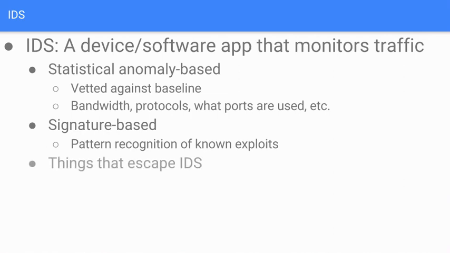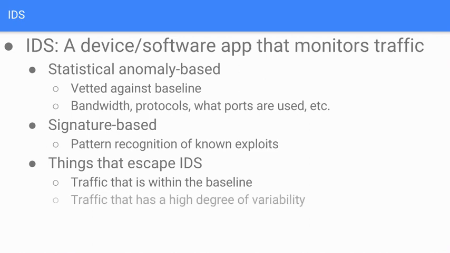Now, things that escape IDS. Let's think about that. Traffic that is within the baseline, and traffic that has a high degree of variability, because if it's variable, then it's not going to be in that database of known signatures.